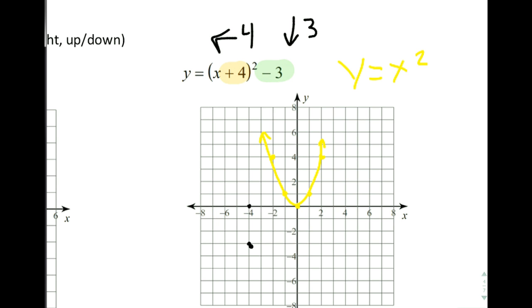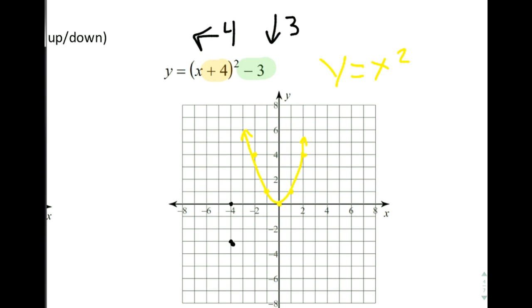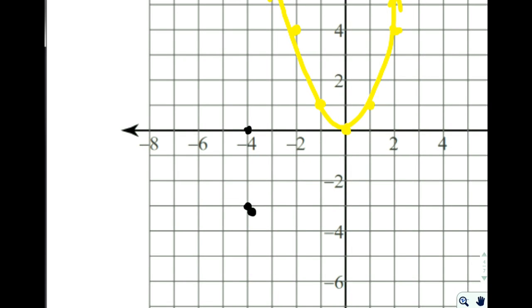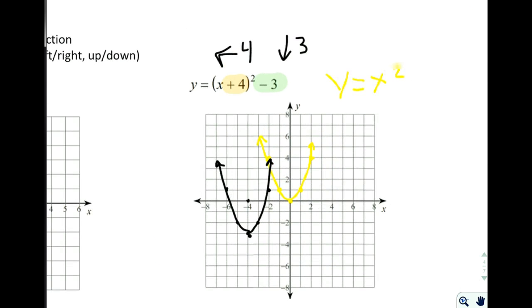So if I do that, I will maintain the same basic shape. So if I go down here, I can still go over 1 in each direction, go over 2, up 4 in each direction. And you can see how by understanding what my parent function looks like and understanding the transformation rules, I can very quickly create a new graph. I do not need to make a t-chart to do it.